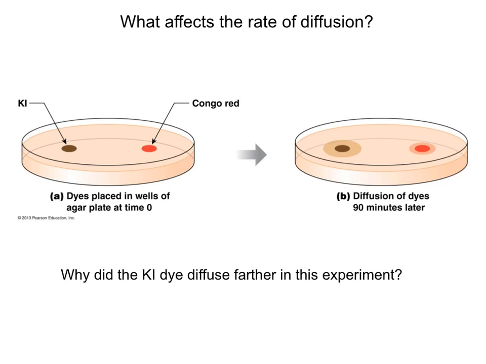And so after 90 minutes, we can see that the KI molecule has moved further out, right? So it's diffused more than the red dye has. So what's the difference here? Why did the KI dye diffuse farther in this experiment than the red one? And there's actually a couple of answers. So you may say, oh, well, maybe it has to do with the concentration. Well, let's say that these are at the exact same concentration. So what else could it be? Well, let's see on the next slide.